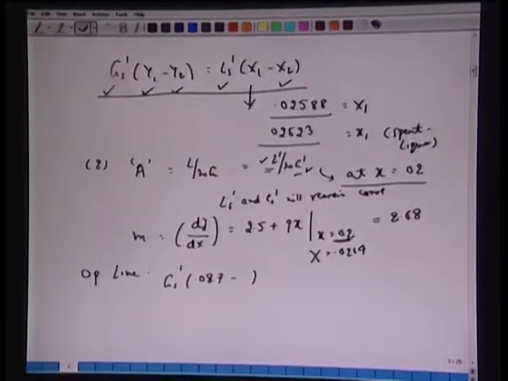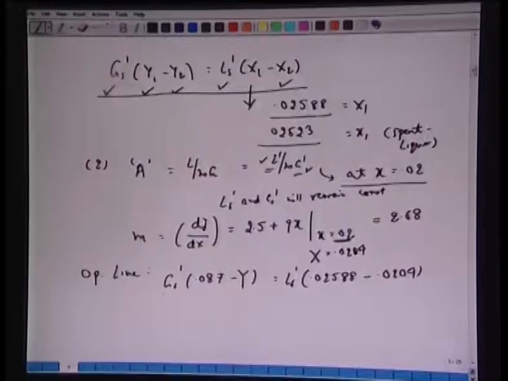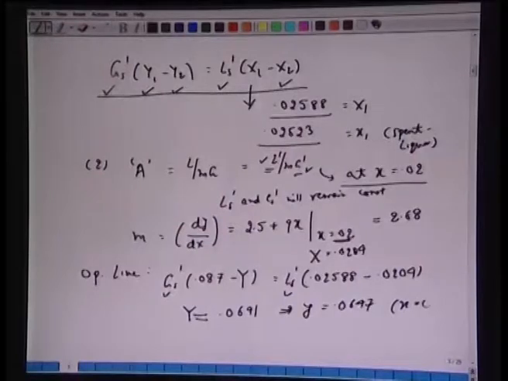minus capital Y equal to Ls prime. Similarly, we have x1, 0.02588, okay, minus what we have just now calculated, 0.0204. Gs prime and Ls prime are known to us. We get capital Y equals 0.0691. This will give us a mole fraction of 0.0647 corresponding to x equal to 0.02.